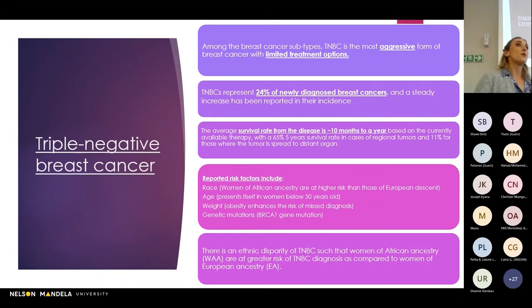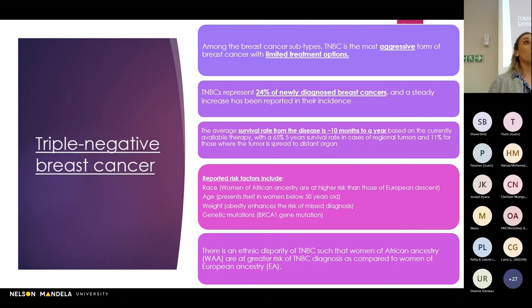Now, literature reports some of the risk factors for triple negative breast cancer, which includes, funny enough, a disparity with race. Age is a risk factor, as well as weight and genetic mutations present within the body. As I've pointed out, there is an ethnic disparity in triple negative breast cancer, such that it has been reported that women of African ancestry are more predisposed to be diagnosed with triple negative breast cancer as compared to women of European ancestry.